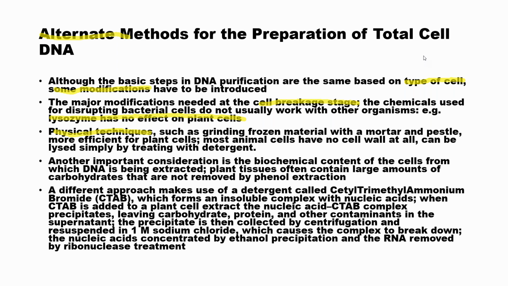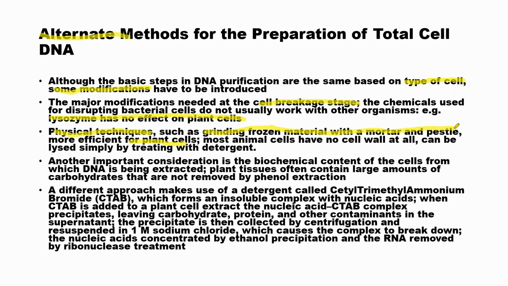So in case of bacterial cell preparation, we were using physical techniques such as the ultrasonicator, whereas for plant cells, we are using grinding of frozen material with a mortar and pestle. So in case of bacterial cells, we were using the ultrasonicator, whereas in case of plant cells, we are mainly using mortar and pestle as a physical technique for cell lysis.